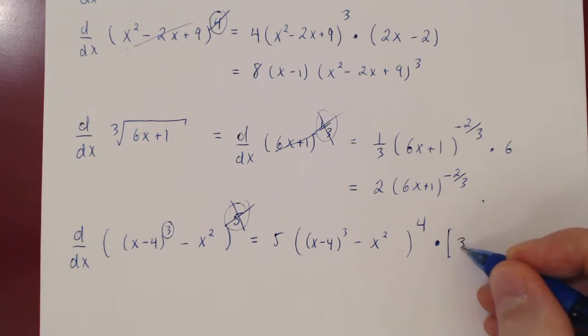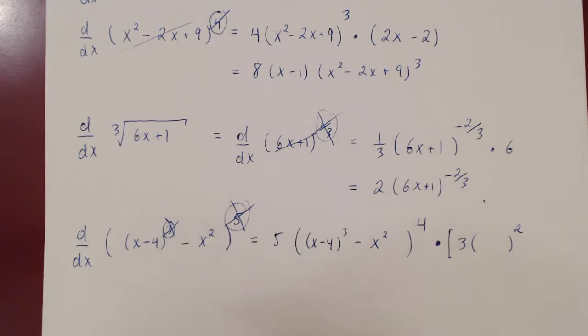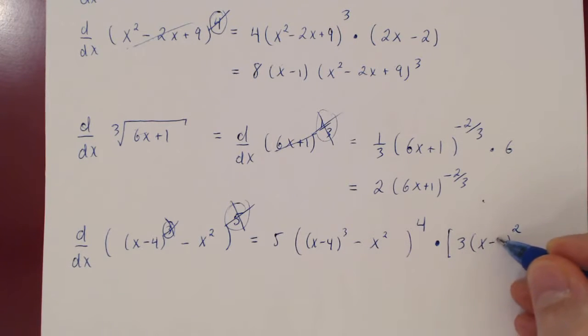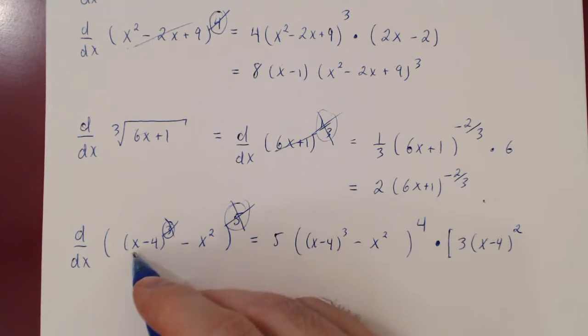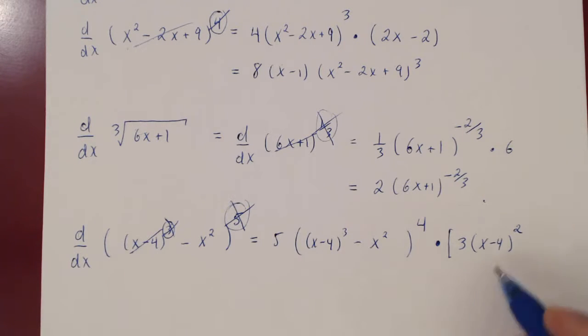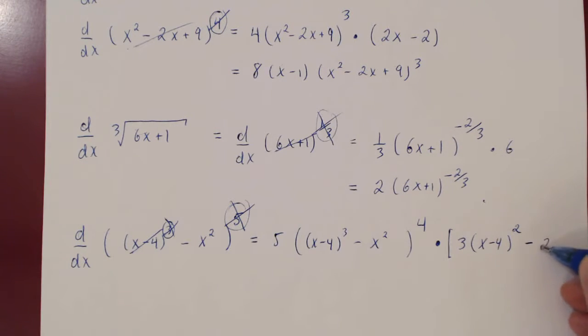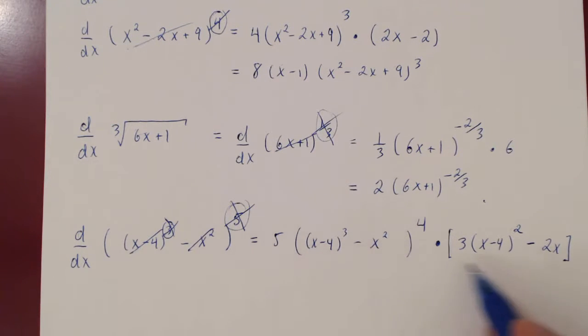So we use the power rule, bring the exponent down. That takes care of the 3 times the derivative of x minus 4, and that's just equal to 1. So that takes care of the first function, minus the derivative of x squared, which is simply 2x. And now there's nothing left over, and we have found the derivative.